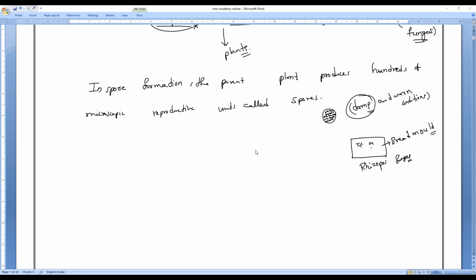So that is why you can see the common bread mold is a fungus plant where spore formation is one of the most suitable methods for reproducing new organisms. That is why we call it Rhizopus fungus. So now, common bread mold reproduces by the method of spore formation only. Let us see what happens in spore formation. The parent plant will produce hundreds of microscopic reproductive units. What do we call them, everybody? We call them spores.